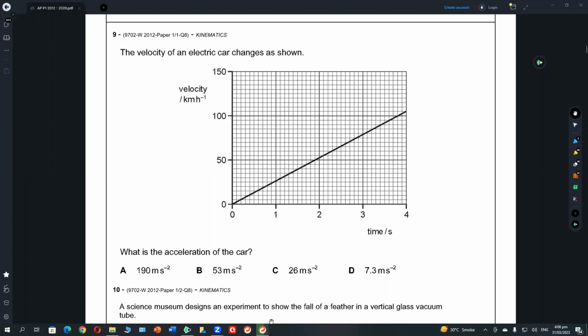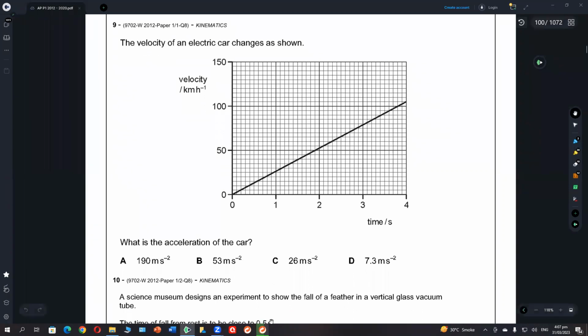So if you have your paper one book with you, can you bring it? Paper one, 2016 onwards, you told me, right? Okay, then it's question one. You can see on the screen the velocity of an electric car changes as shown. What is the acceleration of the car?